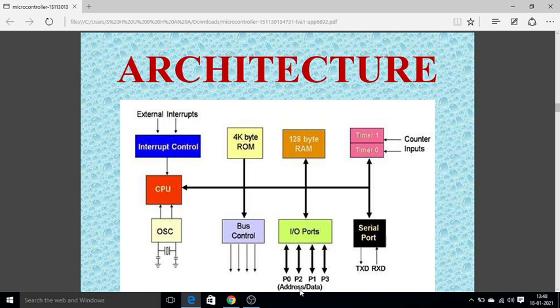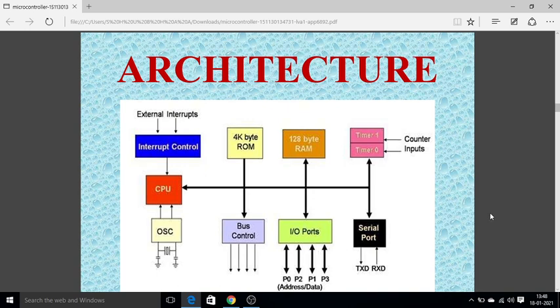Whenever it is programmed for fetching instructions from the memory, it can be accessed as an output port, and whenever it is accepting data from the memory, it can be accessed as an input port. Likewise, these IO ports can be accessed as input output ports.